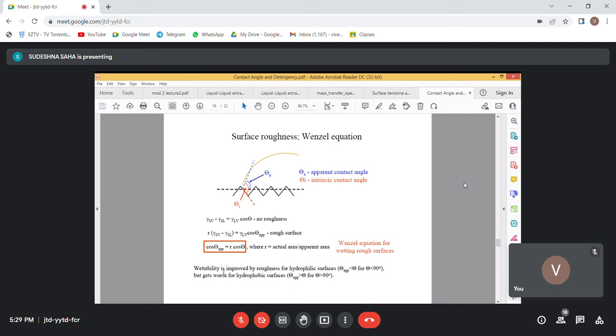Usually wettability is improved by roughness for hydrophilic surfaces, but gets worse for hydrophobic surfaces. So if you have a hydrophilic surface with a certain amount of roughness, obviously it will wet the surface more. If you have a hydrophobic surface and you add some more surface roughness to it, you will see that it becomes more and more hydrophobic. So the contact angle will increase further.